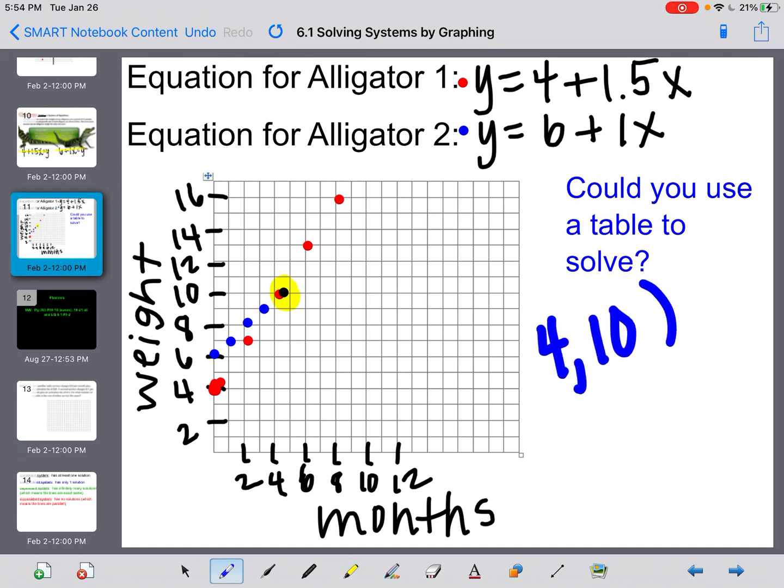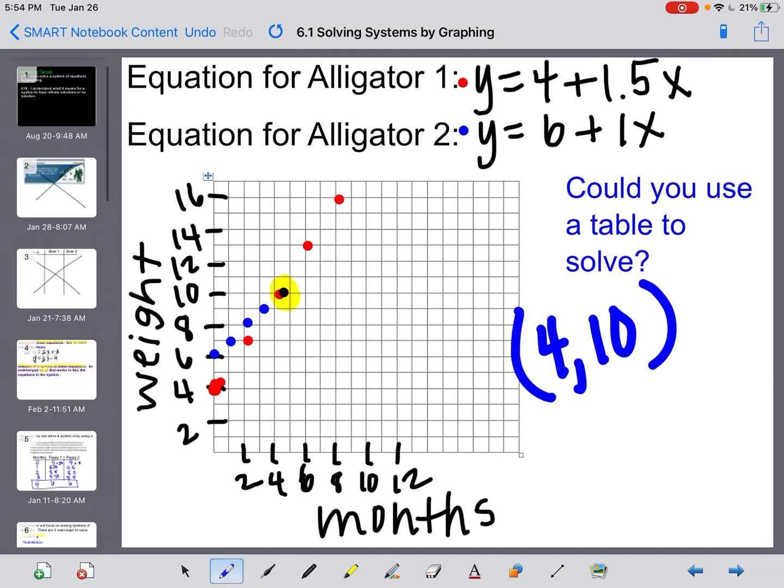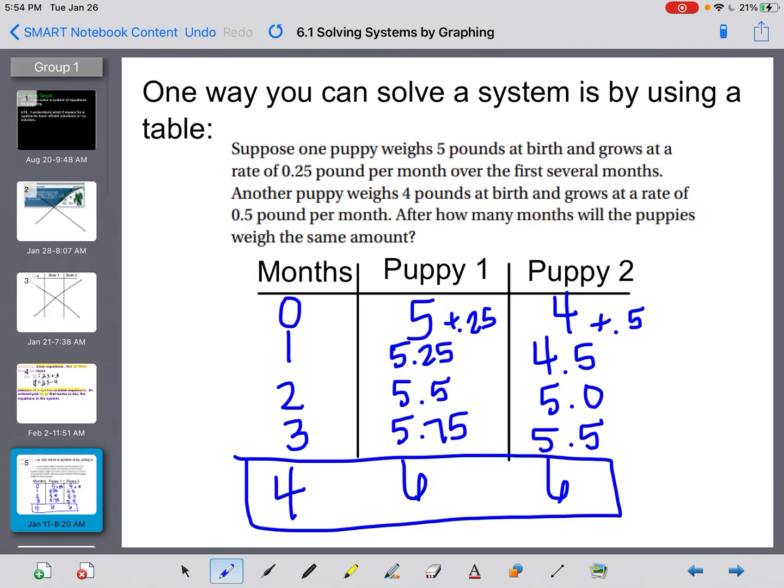4 months, 10 pounds. That's the solution to this system, which tells us exactly when the alligators will be the same weight. Now, could you use a table to solve this? You totally could, just like we did with the puppies way back at the beginning of part 1.